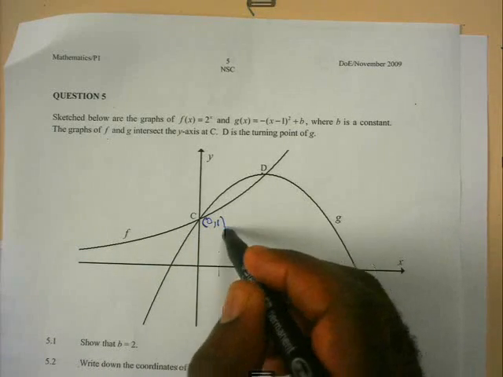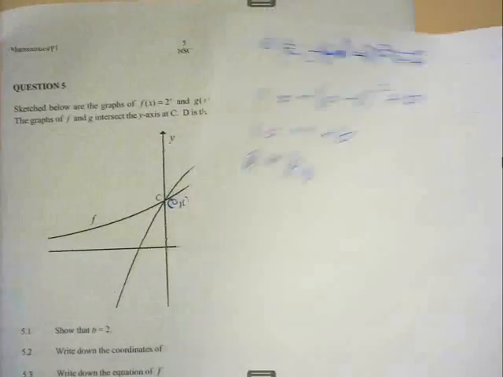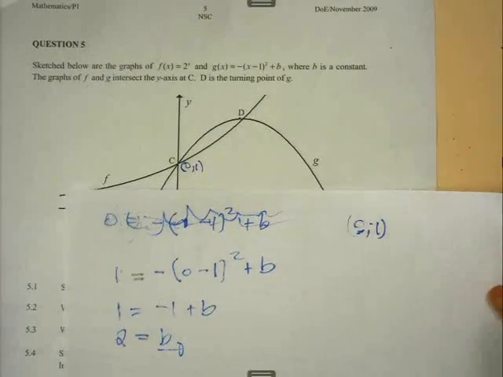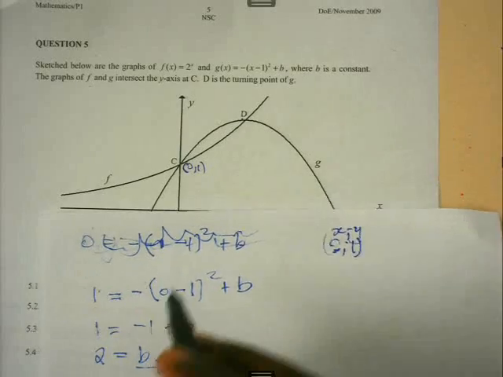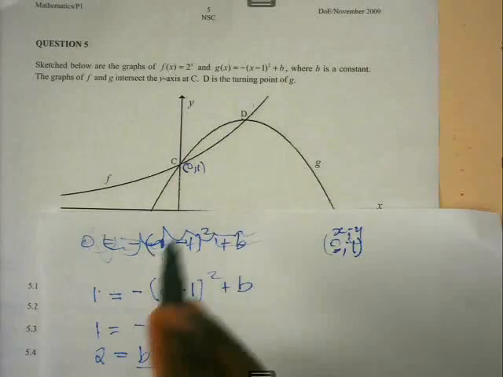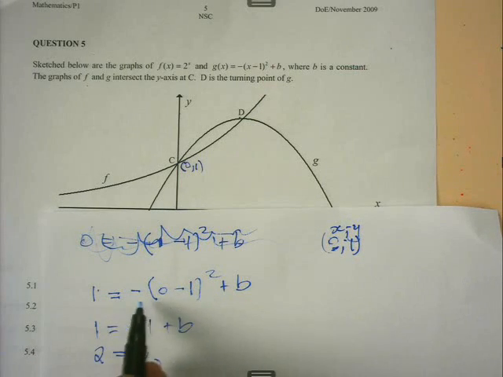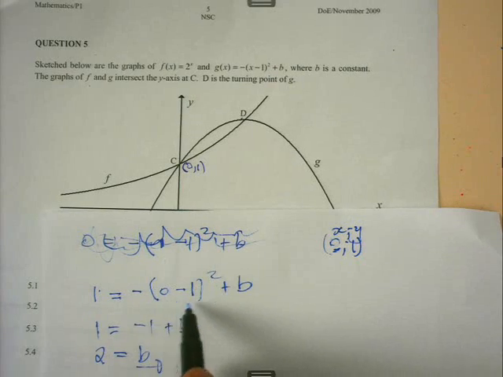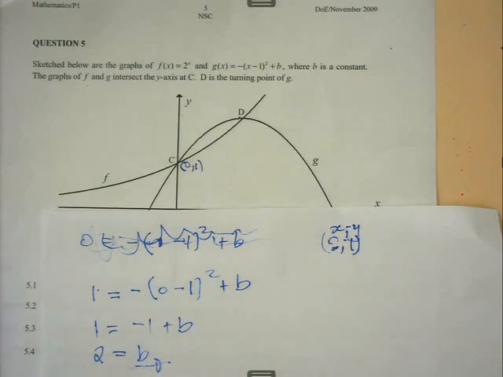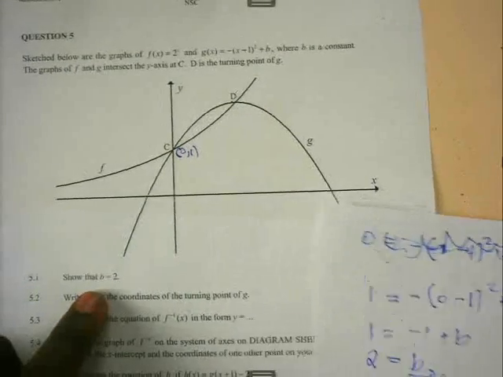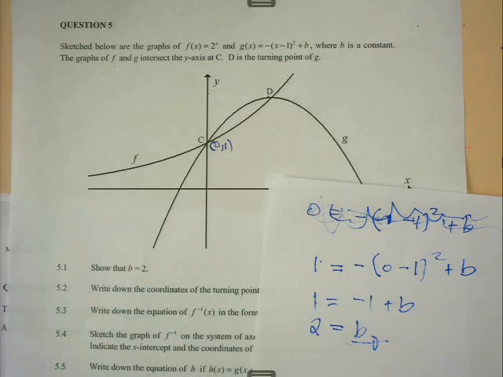So indeed I've used the coordinates of that point to arrive at this. If this is my x and this is my y, I go back to the formula for g of x, which is y, and I substitute that with 1. Then I substitute x with 0, so that I can eventually get the value of b. So this is the correct value of b, which confirms what the examiner was looking for. Right, can we go to 5.2?